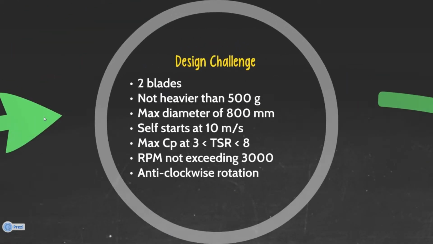The challenge posed to us was to design and manufacture a two-blade wind turbine that is no heavier than 500 grams and has a maximum diameter of 800 millimeters. When it is tested, it has to self-start at a wind speed of less than 10 meters per second, and its maximum CP should be achieved at a tip speed ratio that is between 3 and 8. Also, the maximum revolutions per minute should not exceed 3000 RPM. Due to the design of the test rig, the wind turbine is required to rotate anti-clockwise. With these criteria in mind, we began our first step, which was the design process.